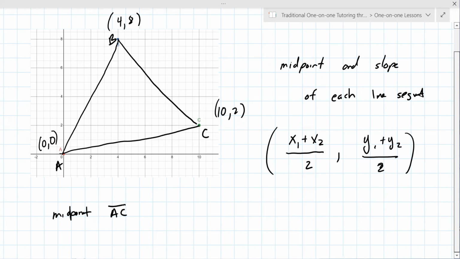Sourish, are you there? Yeah, I know what it is. X1 is 0 and X2 right there. Are we in A to C? Yep, we want to go from A to C. X2 is 10, Y1 is 0, and Y2 is 2. I want the final answer, okay? Of course, Matthew. Whenever you've got that, let me know.